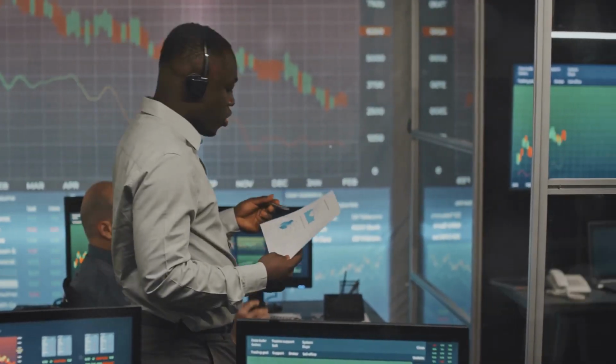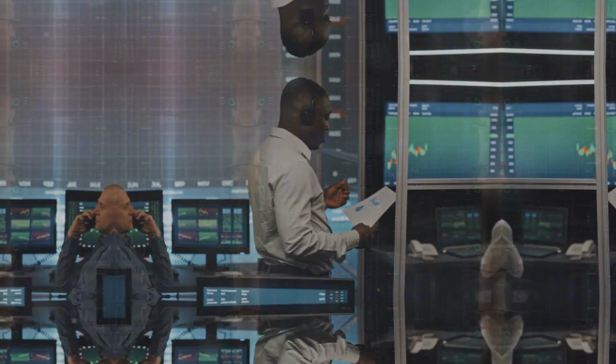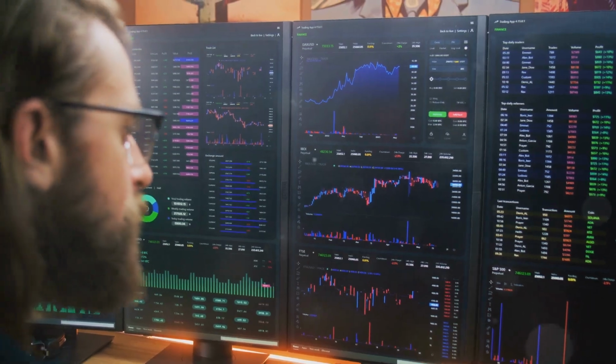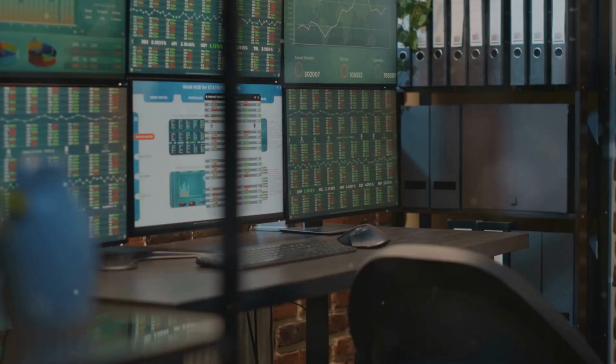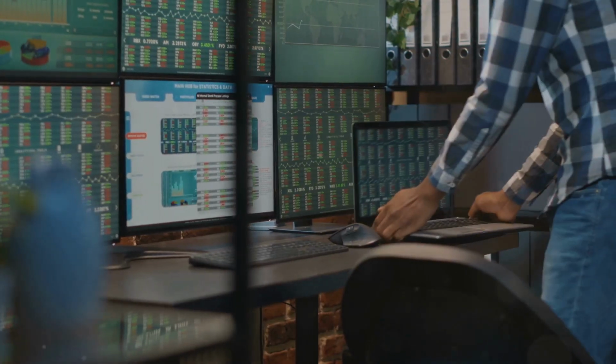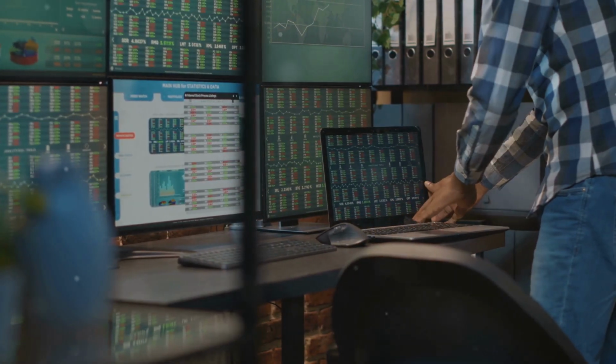Rho measures the sensitivity of the option's price to interest rate changes. These indicators can be combined in various ways to develop strategies for identifying trends, breakouts, or reversals, depending on your trading style.